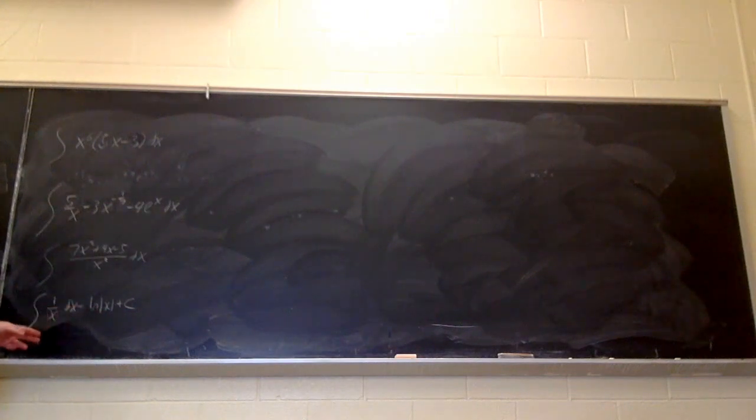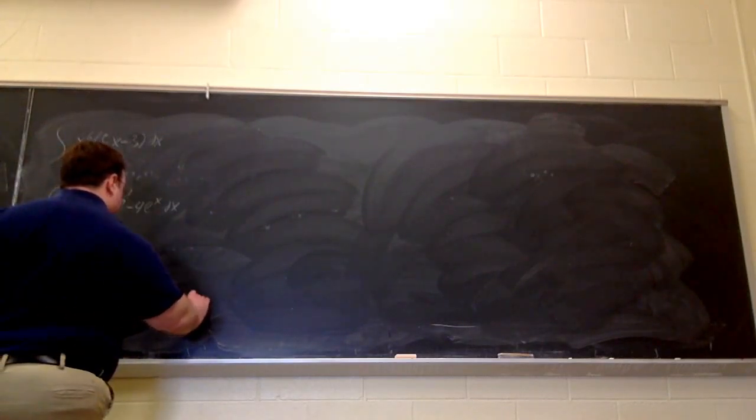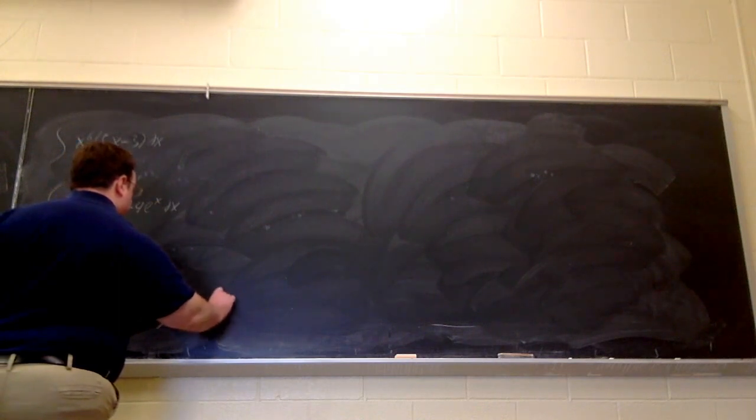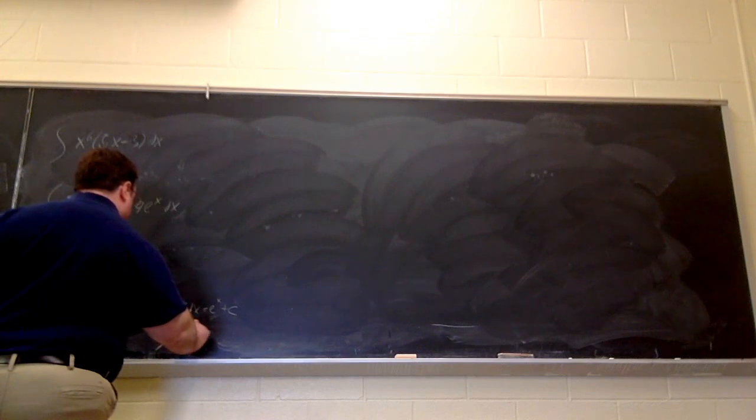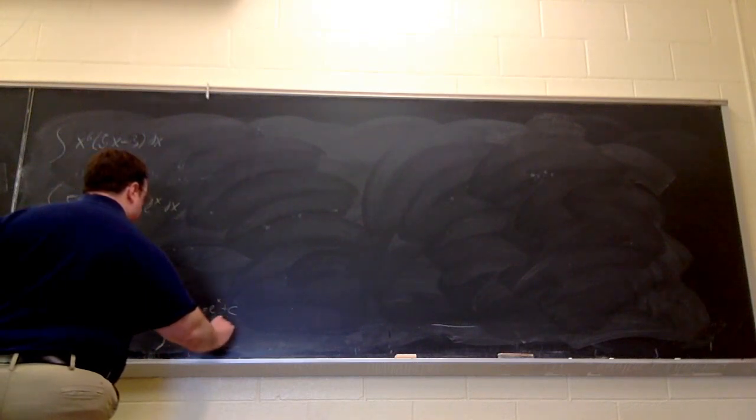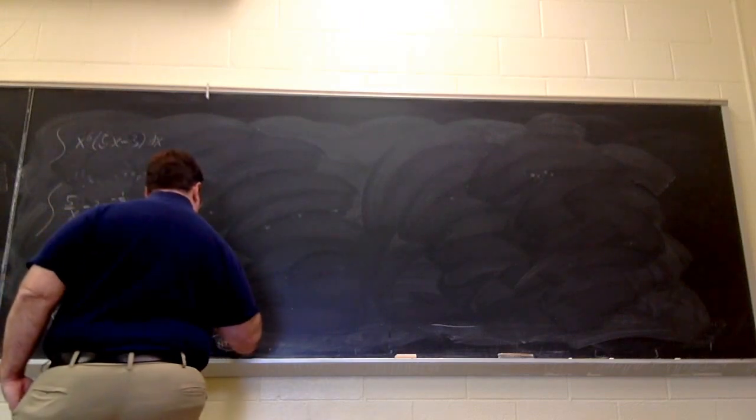Don't forget the absolute value. That's necessary because the natural logarithmic function is only defined for strictly positive arguments. We will also need the rule for exponential functions. The integral of e to the x is itself plus c. And we also need the power rule. The integral of x to the n is x to the n plus 1 over n plus 1 plus c.